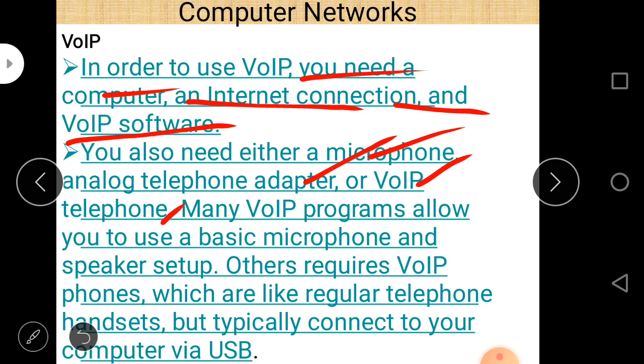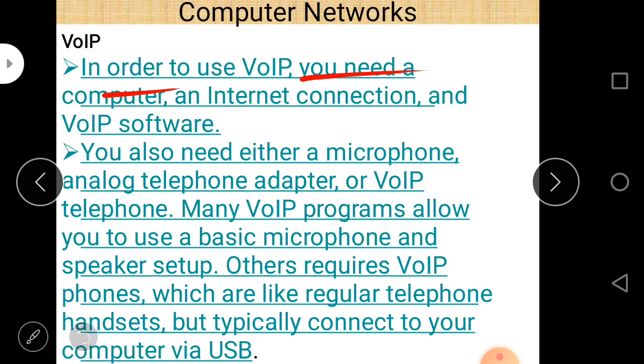Many VoIP programs allow you to use a basic microphone and speaker setup. Others require VoIP phones, which are like regular telephone handsets but typically connect to your computer via USB. So these are the requirements of VoIP: the computer, internet connection, and VoIP software.